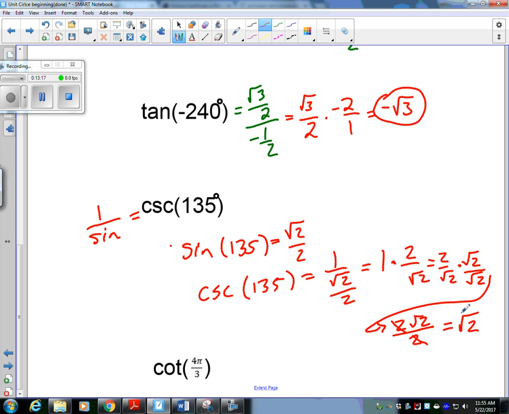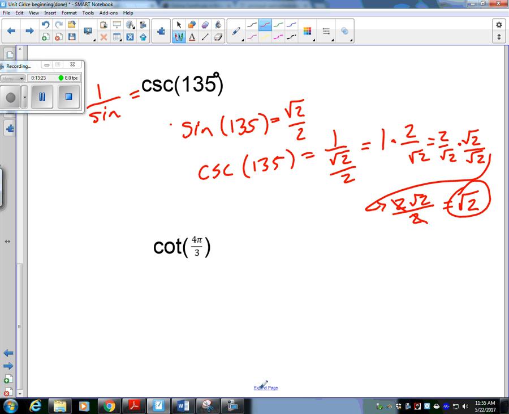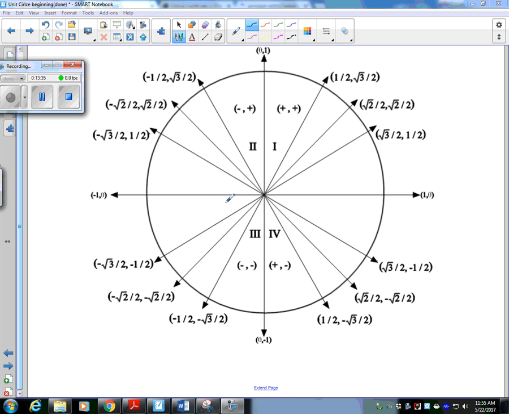And last problem, we have the cotangent. So the cotangent of 4 pi over 3. Alright, let's look back at the unit circle. So now we're going to talk about radians. And this is 0 radians, or 0 pi. Up at 180, it is pi. One revolution around is 2 pi.